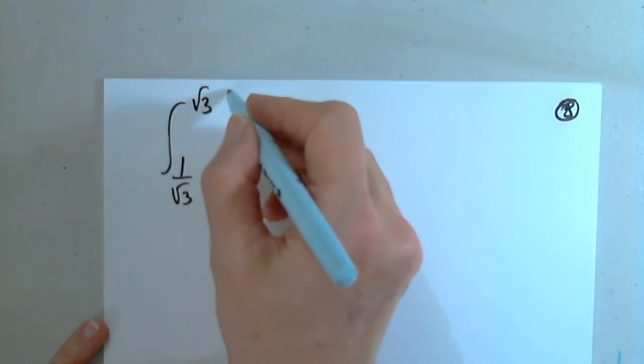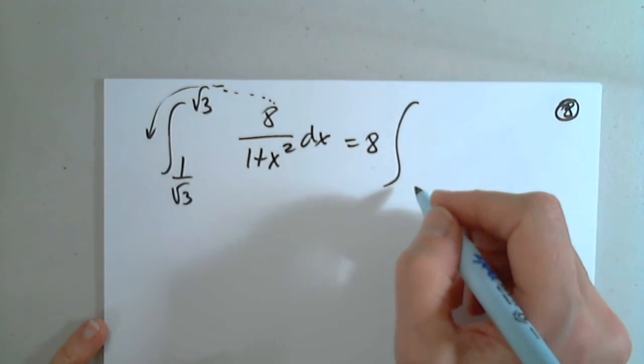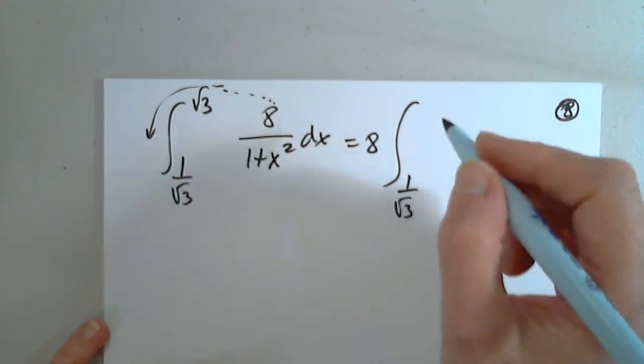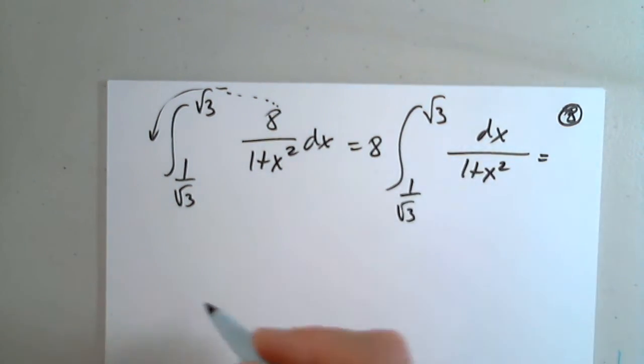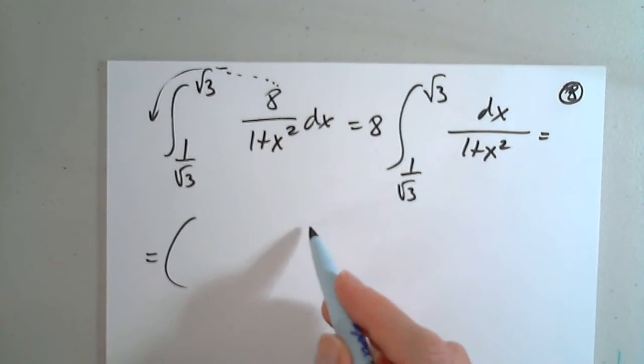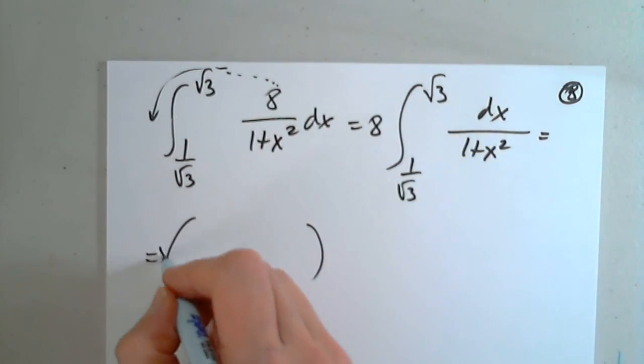I don't like constants. They're in the way. Well, sometimes they are useful where they are, but not this one. Do we know a function whose derivative is 1 over 1 plus x squared?